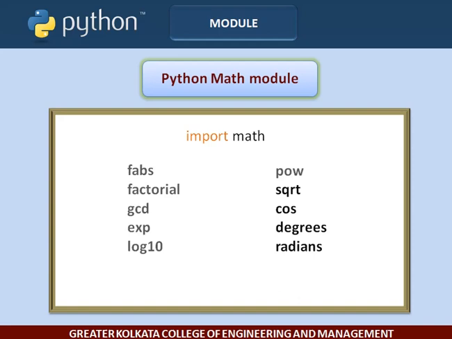So in the previous lecture we have already completed fabs, factorial, GCD, EXP, log10 and POW function or method. Those are available in math module.